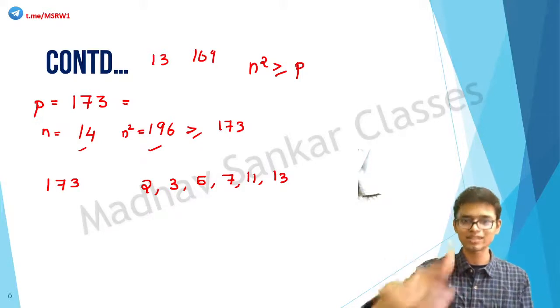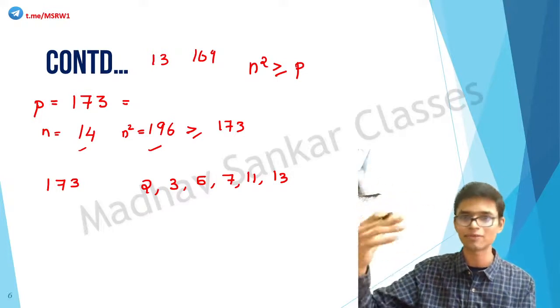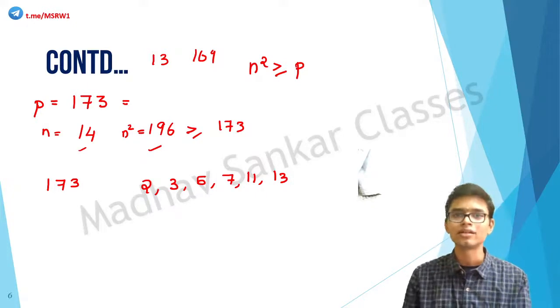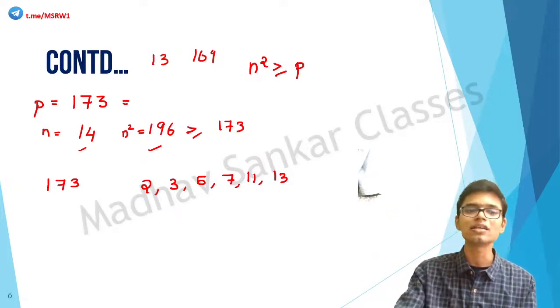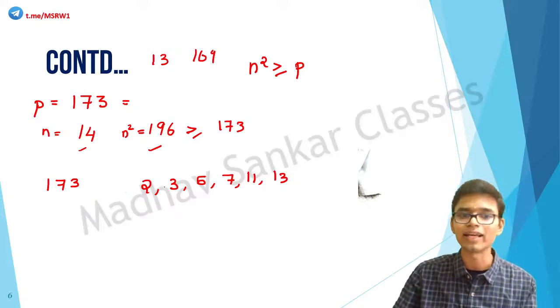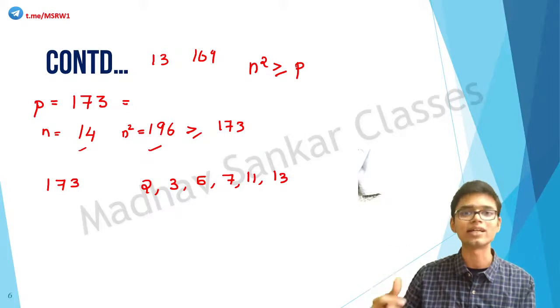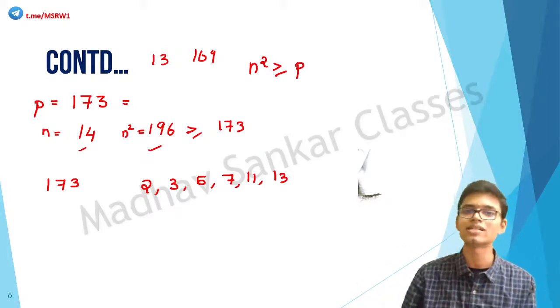Correct? Prime numbers less than 14. We can, I mean, this thing we know. We know the prime numbers less than 100 very easily, very quickly we know which are they. So here n is only 14. So we have to write down the prime numbers less than 14 and see if 173 is divisible by any of these numbers. I will teach you an easier way to do divisibility in the coming slides. But for now, let's check.